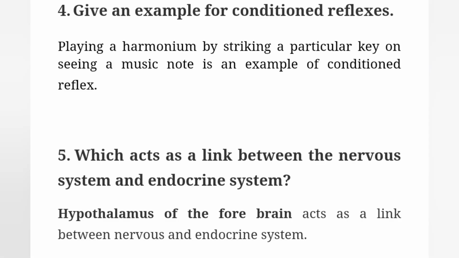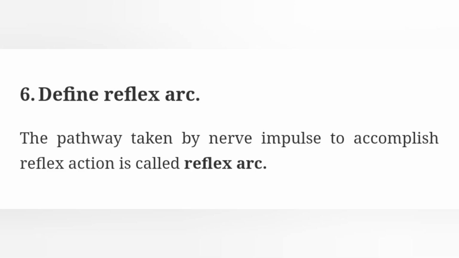Fourth question, give an example for conditioned reflexes. Answer, playing a harmonium by striking a particular key on seeing a music note is an example of conditioned reflex. Then fifth question, which acts as a link between the nervous system and endocrine system? Answer, hypothalamus of the forebrain acts as a link between nervous and endocrine system. Sixth question, define reflex arc. Answer, the pathway taken by nerve impulse to accomplish reflex action is called reflex arc.